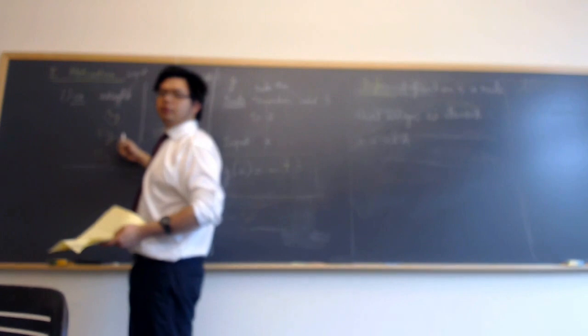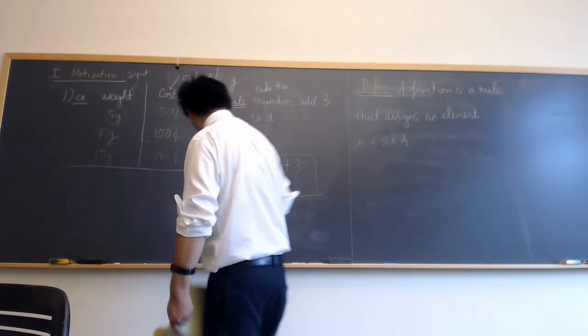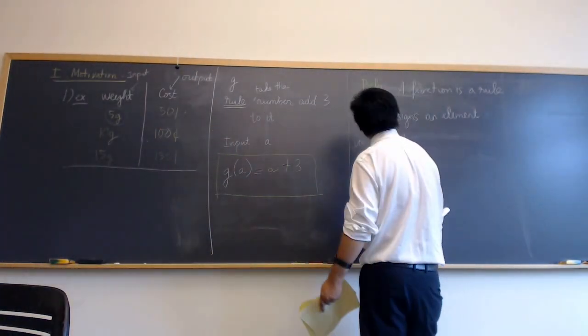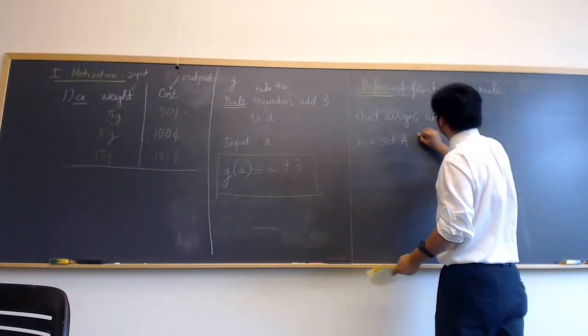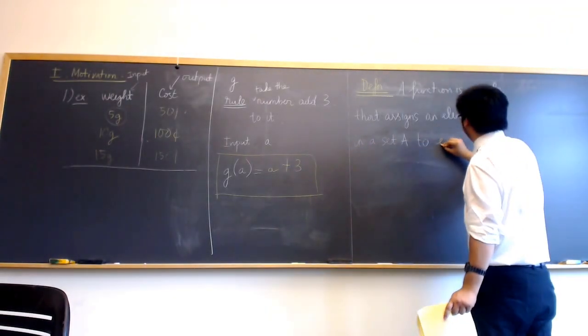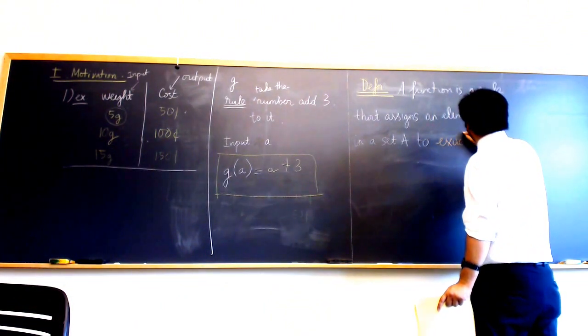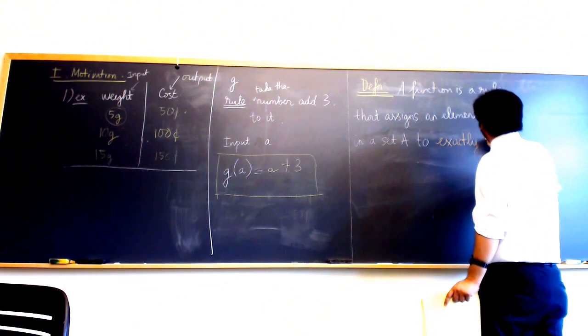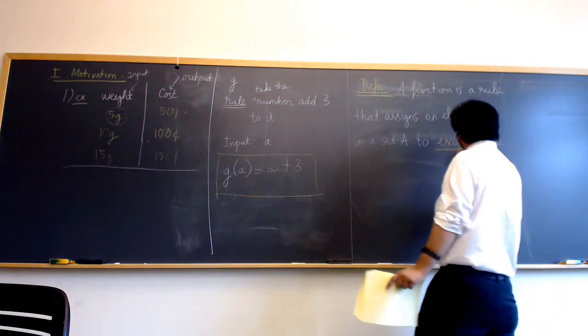This is the set of all the weights of the package that you want to give the mailer. Notice the term, this is important here: exactly 1. Okay?